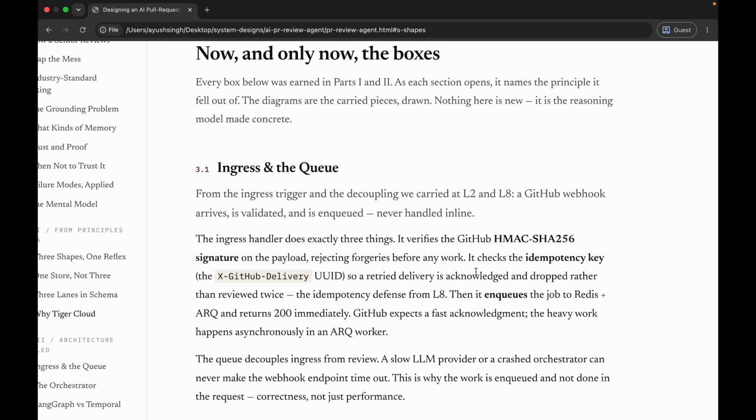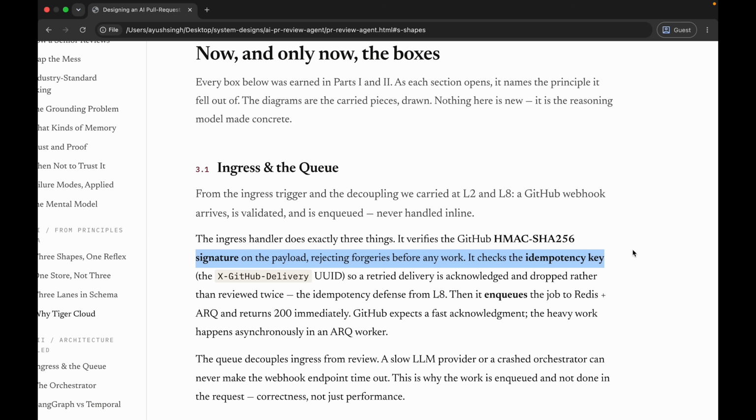Now the way it works is very simple. As soon as the GitHub PR is made, first of all, it verifies that it is truly coming from GitHub by matching the signature with the idempotency keys, and then it will queue that job into Redis and immediately return to GitHub, saying, I'm all right, I have received the PR request. That's it. And GitHub says, sure, close the door.